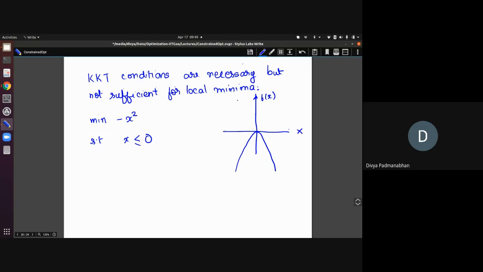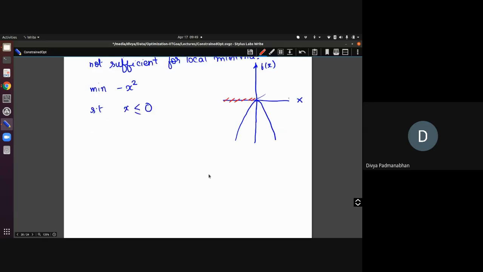x squared would have been a parabola of this form, and this is minus x squared. And you're looking at this region. The feasible region is x less than or equal to 0, so this part is the feasible part. You can see that it's an unbounded function. The objective is going to negative infinity, so a minimum doesn't exist here.